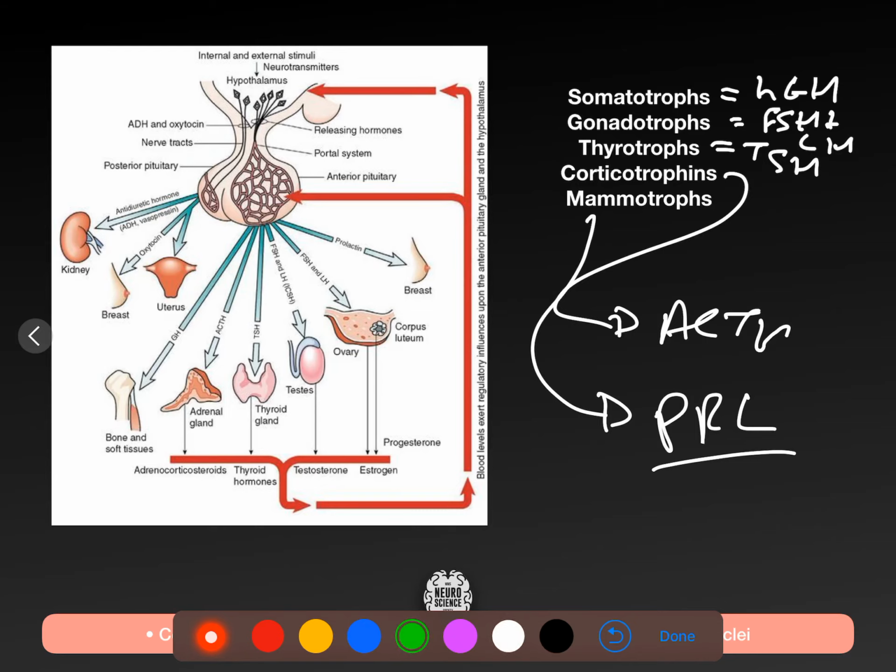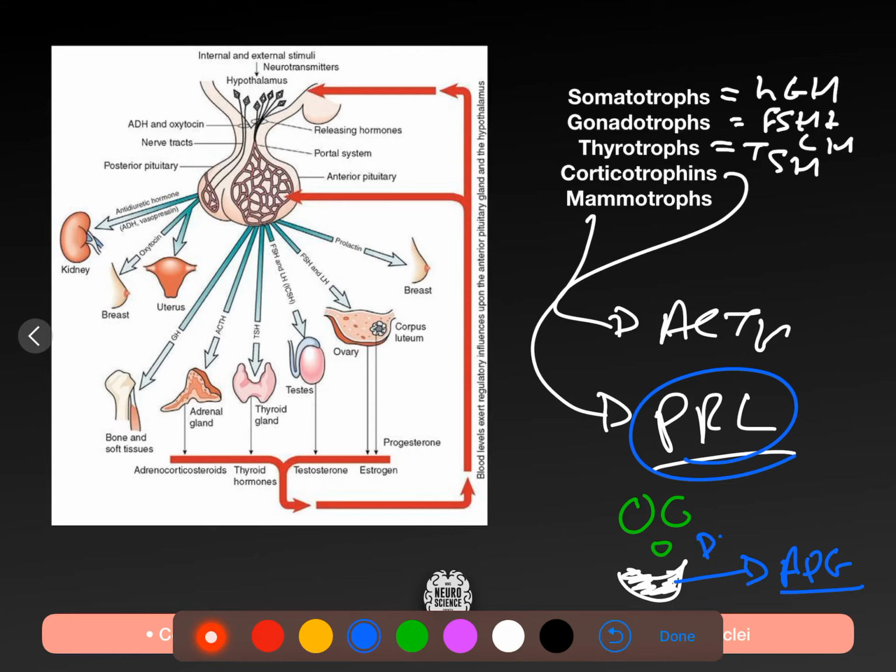Remember, what nucleus in the hypothalamus controls prolactin? It's the grin of the smiley face, the arcuate nucleus. So there is a direct connection from the arcuate nucleus to the anterior pituitary gland for the secretion of prolactin. And they have an inverse effect, right? The arcuate nucleus secretes DA, dopamine, to inhibit prolactin release. So if you cut out dopamine, prolactin will be released, okay?